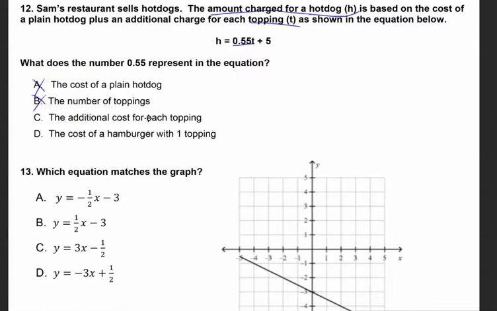Number C says the additional cost for each topping. So this is the correct answer. D is talking about hamburgers, so that has nothing to do with this question.